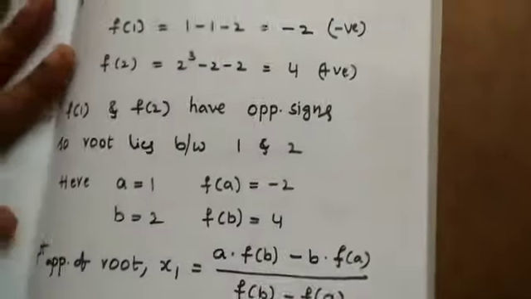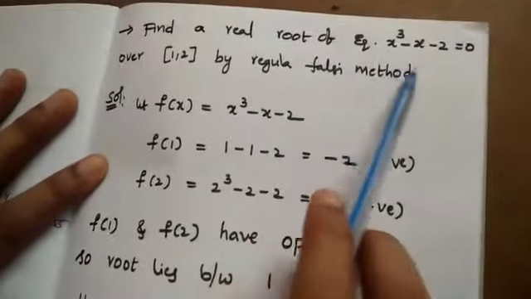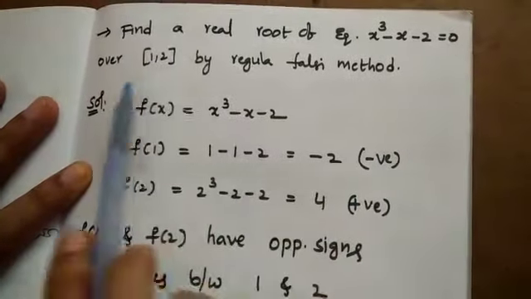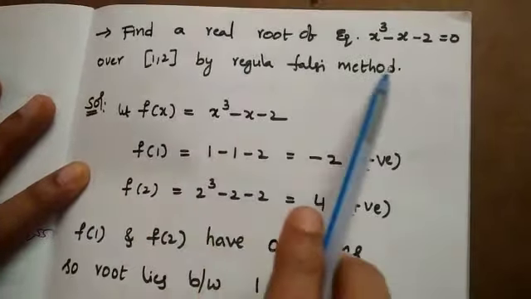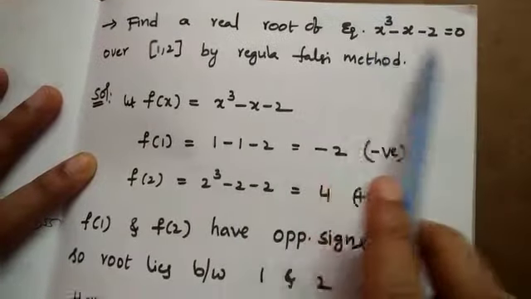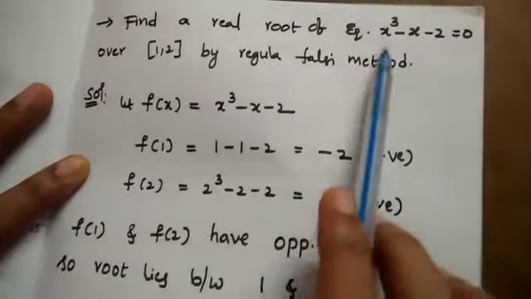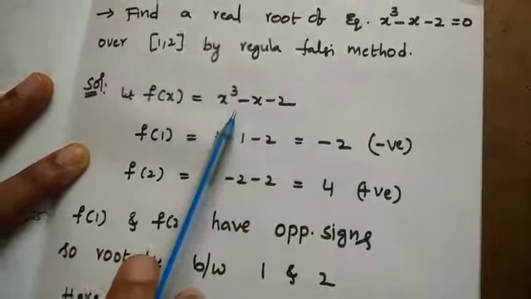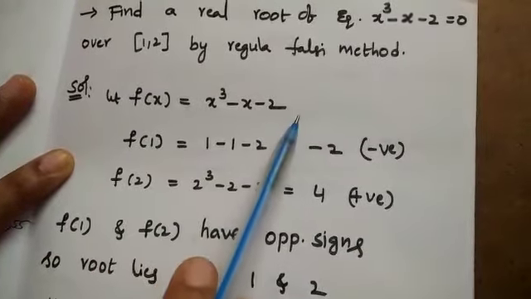Now the problem is: find a real root of the equation x³ - x - 2 = 0 over the interval [1, 2] by the regula falsi method. So here the equation is x³ - x - 2 = 0. That means take f(x) as x³ - x - 2.